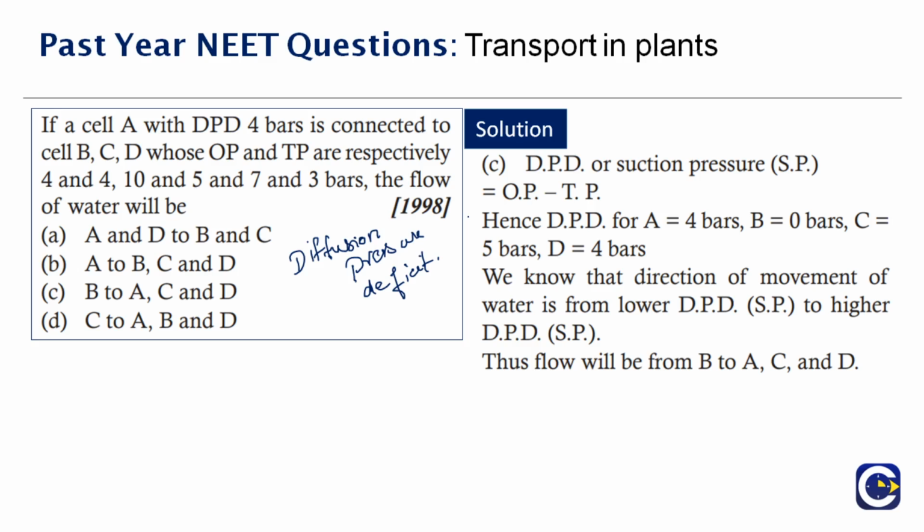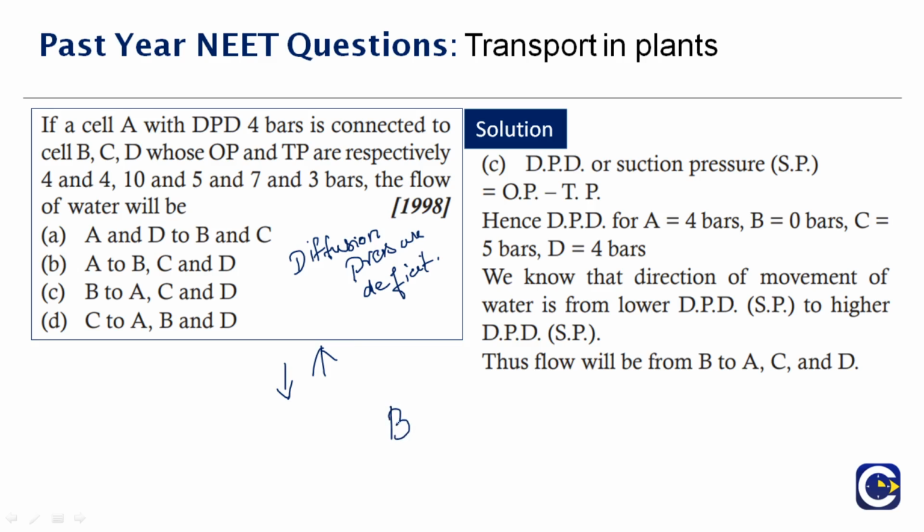We know that the direction of the movement of the water is from lower to higher, right? Since I gave you the clue, lower to higher, just compare the values there. You have A 4, B 0, so B is the least of all here. Since it is lower to higher, it should start from B. That is why the flow will be from B.